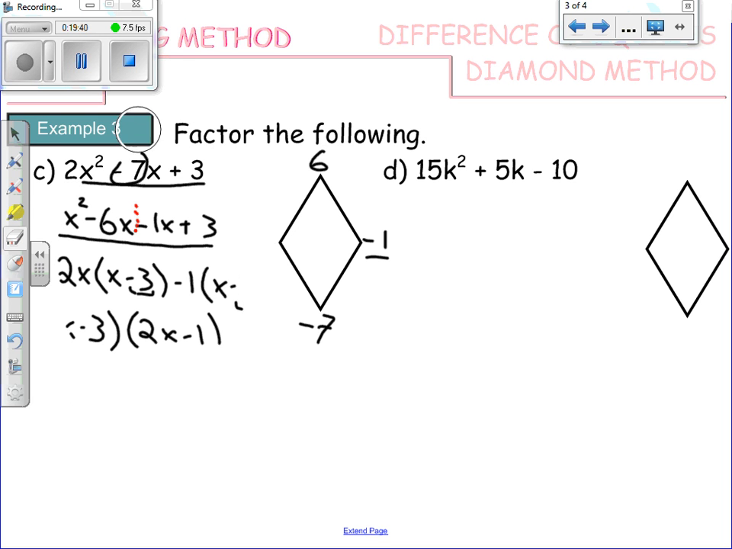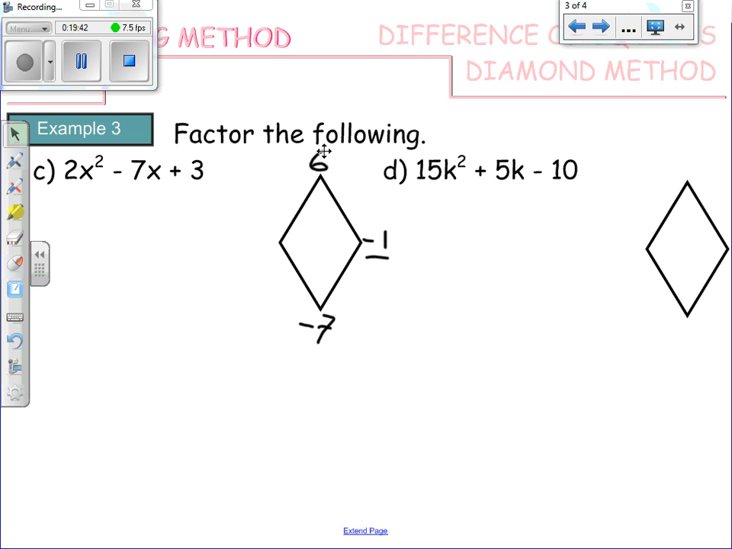Your diamond still looks the exact same. With the other method, draw out your brackets, because you know that's what you're trying to get to. You're trying to get to a binomial times a binomial.